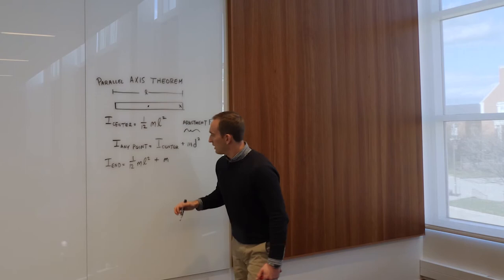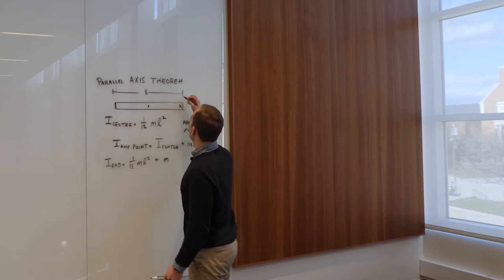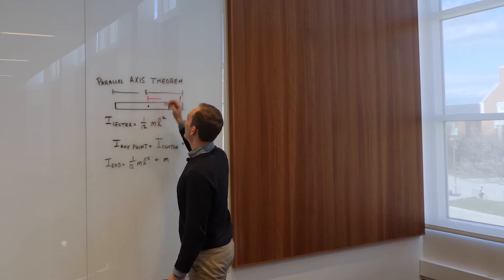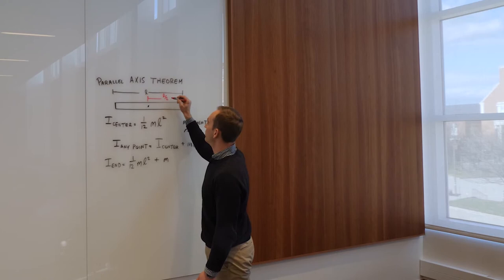Well, what is the distance squared? That distance squared is the distance between the point that you're trying to compute the moment of inertia about relative to the center of mass. For this particular example, you can see that that distance right here is L over 2.